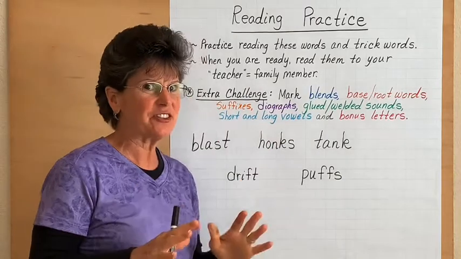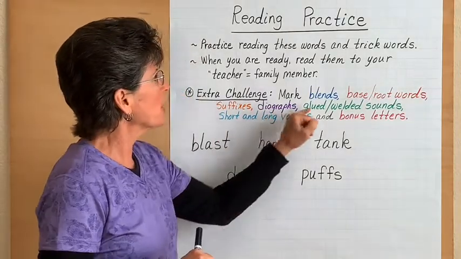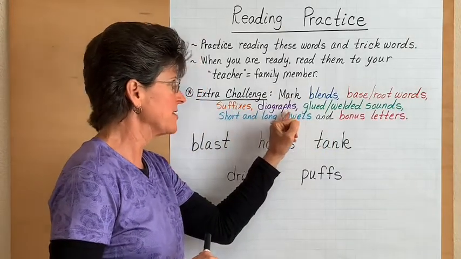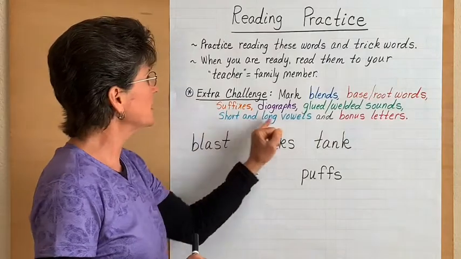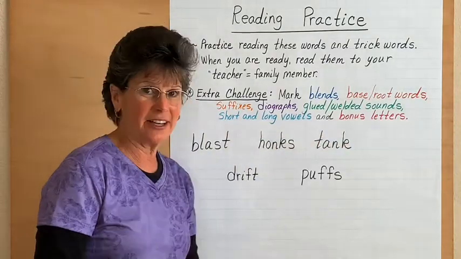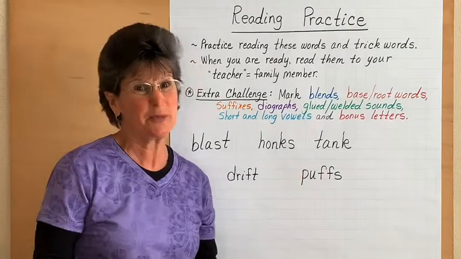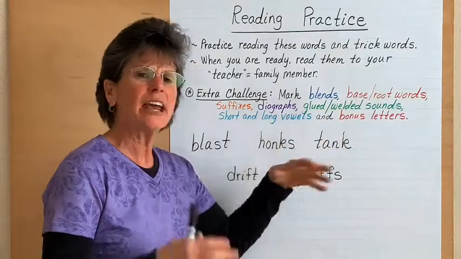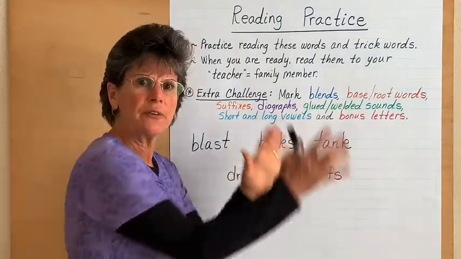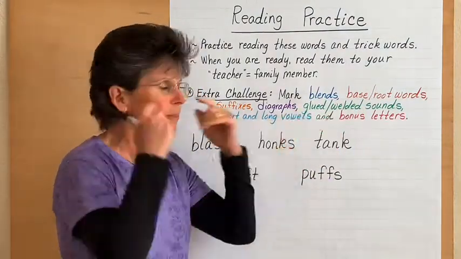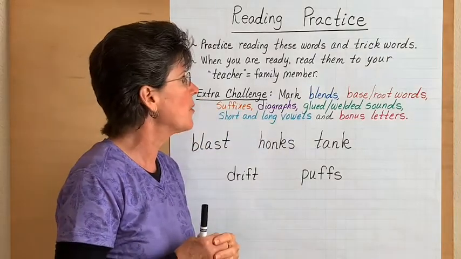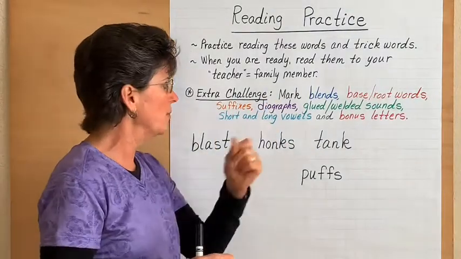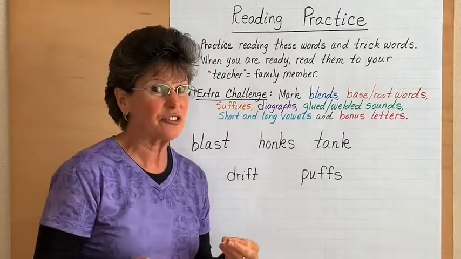And then there's an extra challenge on this page. Mark blends, base root words, suffixes, digraphs, glued welded sounds, short and long vowels, and bonus letters. Whew, can you believe you're all experts at doing this already? All these things you already know like a snap. So again, I wrote them in different colors. So if you refer back to this photograph, it'll maybe help remind you of all the things you're looking for. So I've already read these many, many times, so I know I'm in a snap now. So now I'm going to take the extra challenge.